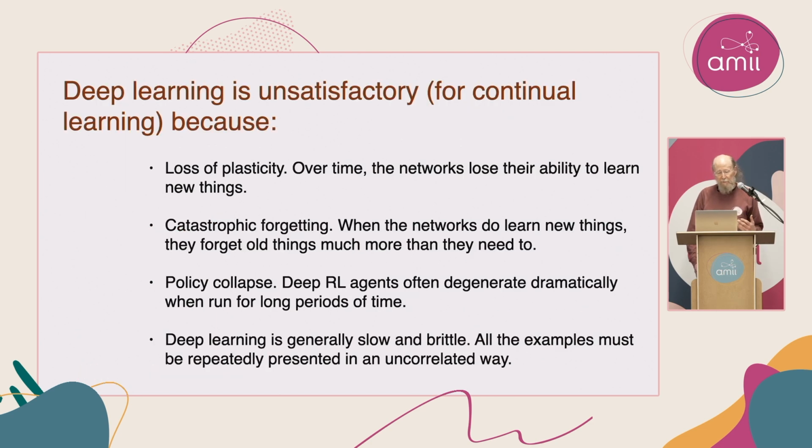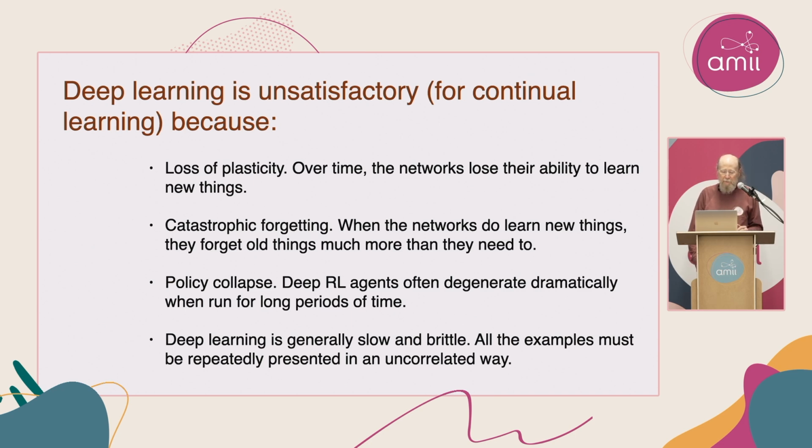Conventional deep learning is unsatisfactory, at least for continual learning, for these standard reasons. You lose plasticity. Over time, the networks lose their ability to learn new things. They can forget catastrophically. When they do learn something, they forget old things, and they do that much more than they need to. In fact, they preferentially forget the most important things they've learned in the past. You can also see policy collapse in reinforcement learning. If you have a deep reinforcement learning agent, their performance will often degenerate dramatically if you keep running them. They kind of solve the problem, and then if you keep running, they collapse. It's kind of odd. Both the loss of plasticity and policy collapse have been shown by Shibhansh, Fernando and others, and those are about to appear in a major publication in the next couple of weeks.